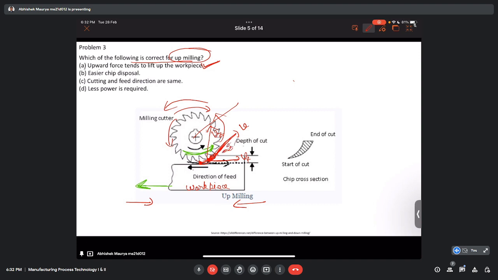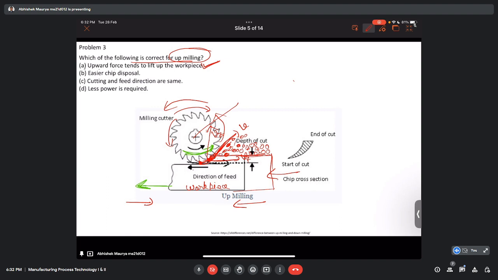Whatever chips are getting formed, they have been thrown backside, and what will happen? They will again fall back on the workpiece. Our workpiece is also moving towards the left direction, and the chip is falling on the same face. Then it is very difficult to remove the chips.